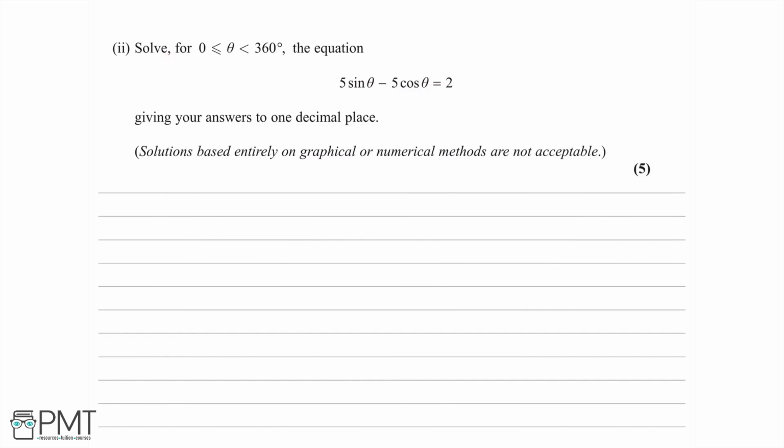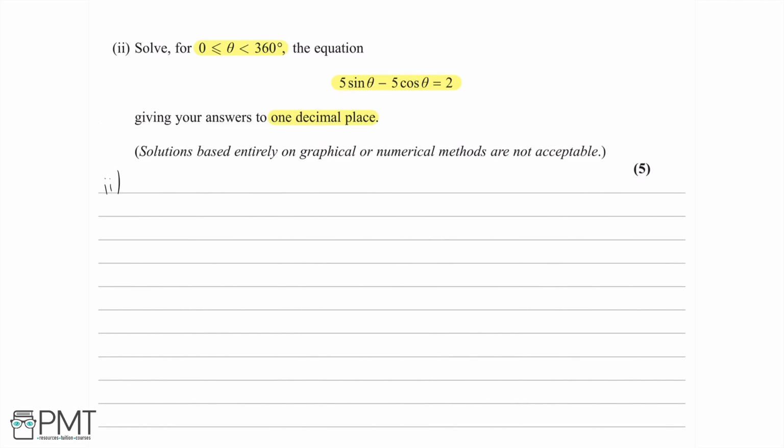Solve for the range of theta between 0 and 360 degrees, the equation 5 sine theta minus 5 cos theta equals 2. We need to give answers to one decimal place. First thing to notice is that we're in the range of 0 to 360, so let's change our calculator to degrees so we're not in radians anymore. Now, to solve this equation here, we can't solve it normally, so what we need to do is express 5 sine theta minus 5 cos theta into one trigonometric form.